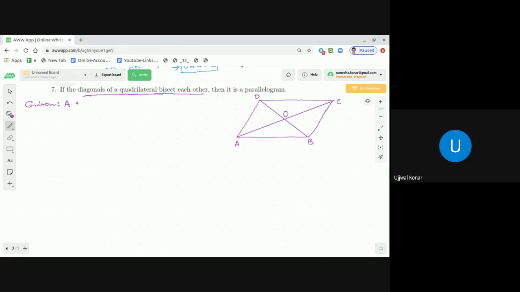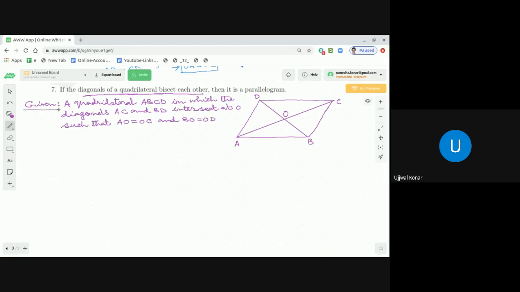Given is a quadrilateral ABCD, in which the diagonals AC and BD intersect at O, such that AO is equal to OC, and BO is equal to OD.